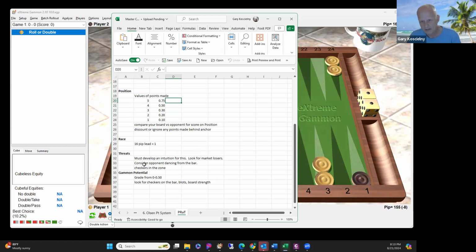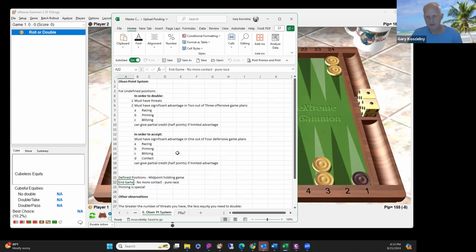The one thing that is added into this system is gammon potential. Usually you're going to grade it from 0 to 0.5. So the more gammonish you are, the stronger value you have. And so we'll look at that. That's also something that's fairly tricky, although the range is a little bit smaller. By practicing these things, you'll get a good sense of it. Similar to the Olsen system, you do have to practice it.